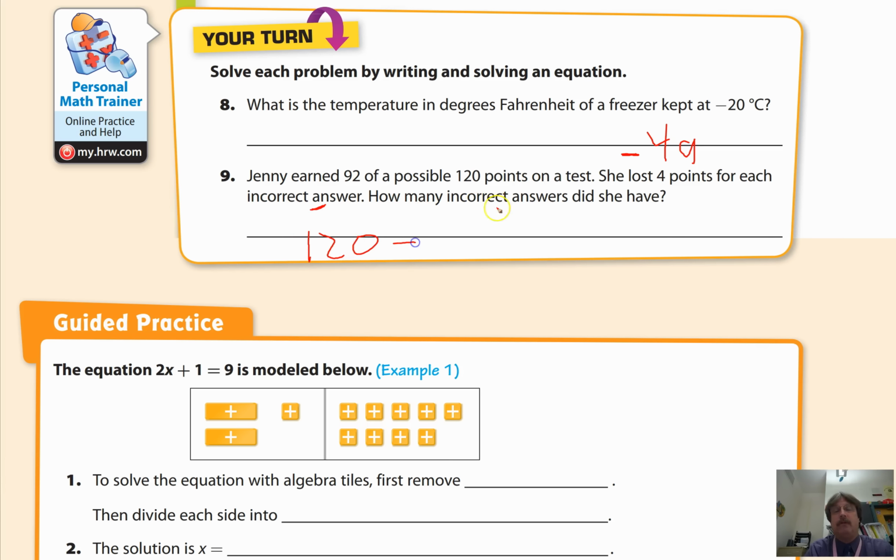She loses for each question minus 4A, and she earned a total of, so that's where she's going to be at, 92 total. So 120, because that's where she started, minus 4 points for each incorrect answer, and she earned a total of 92. So how many incorrect answers did she have? You can go ahead and use the two-step process to solve that.